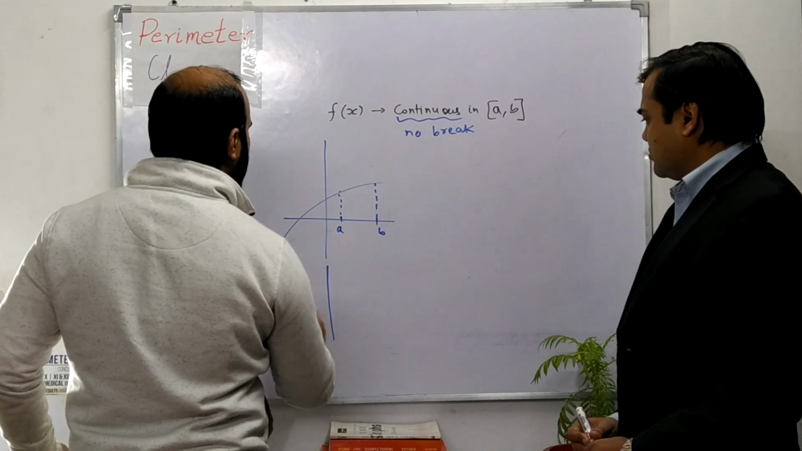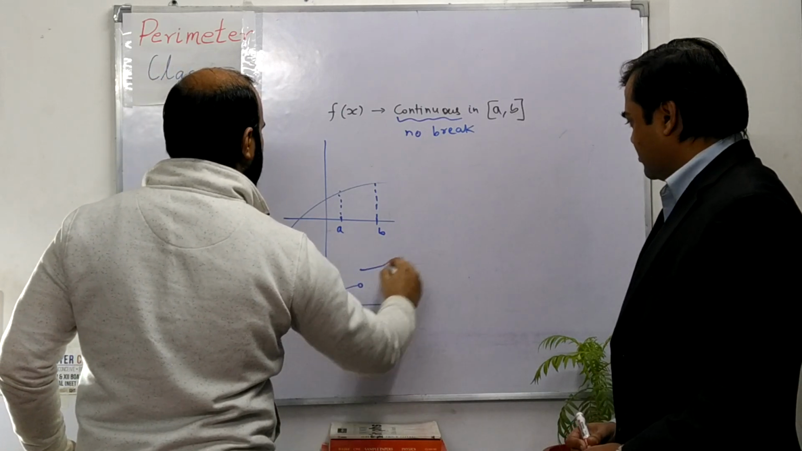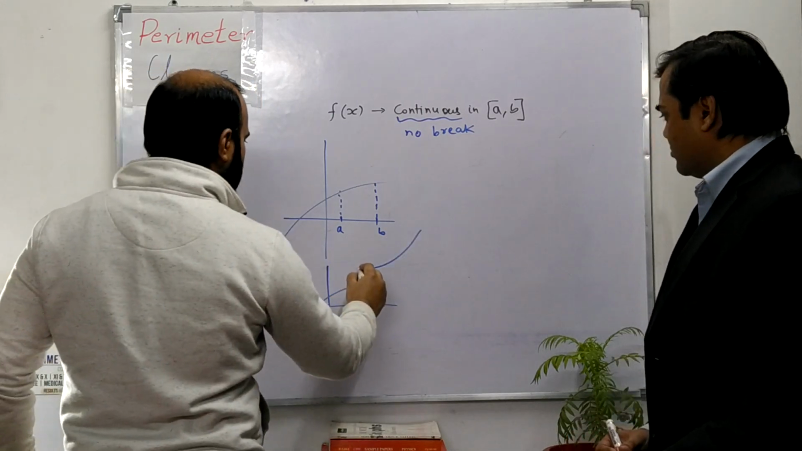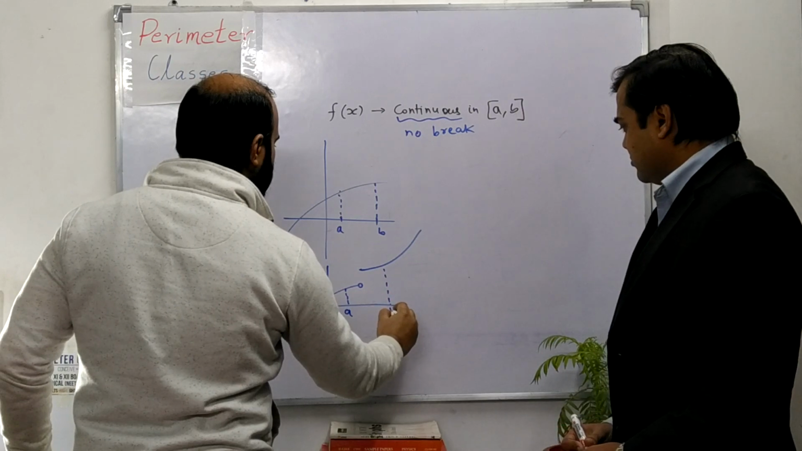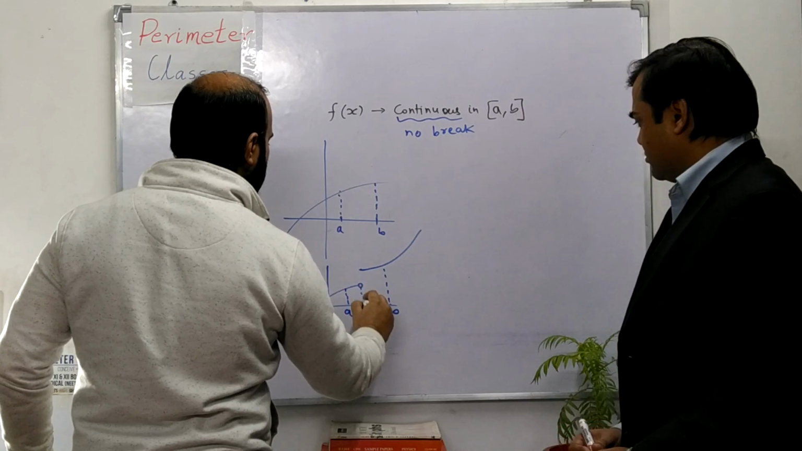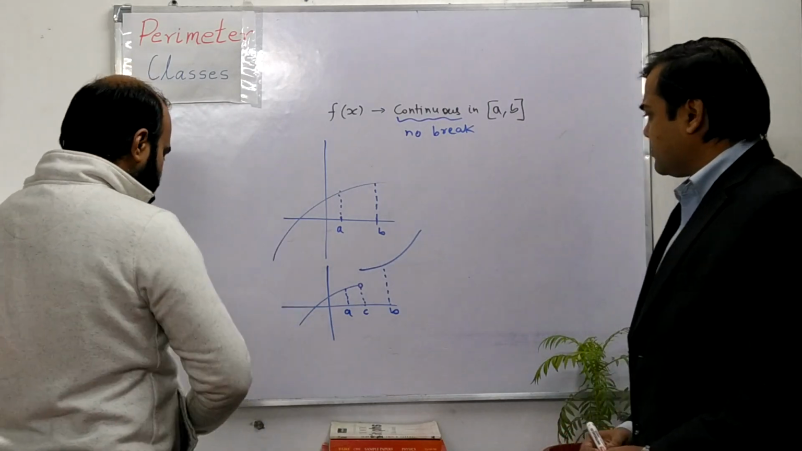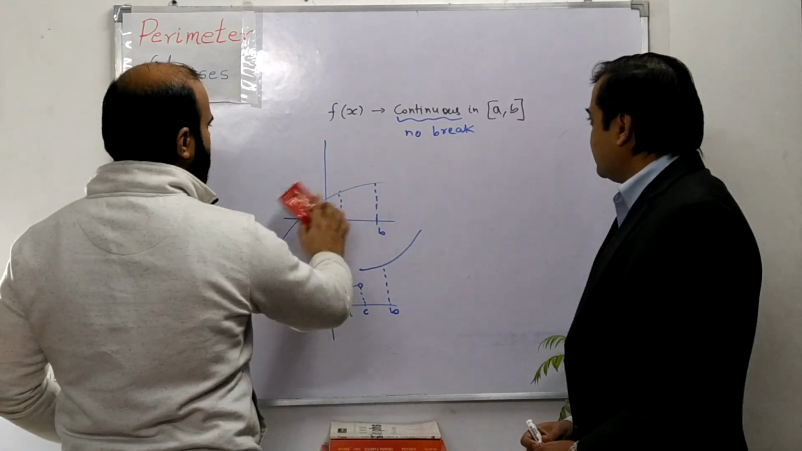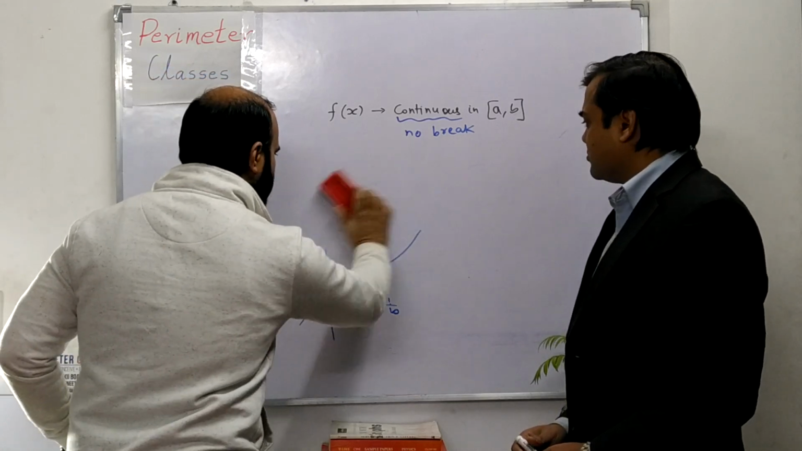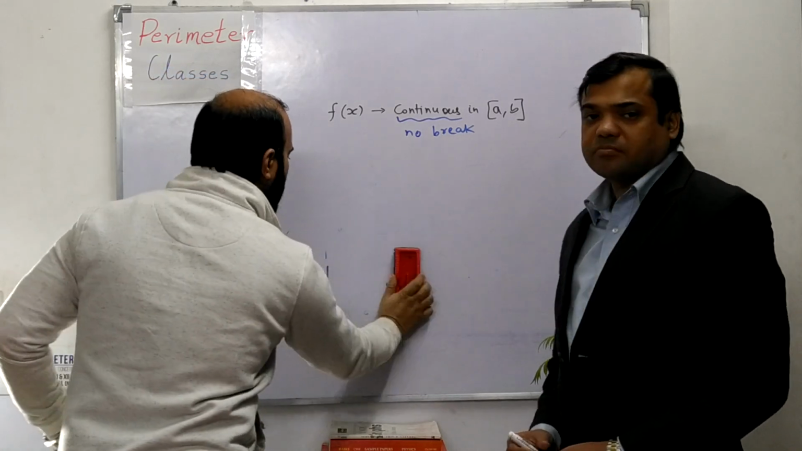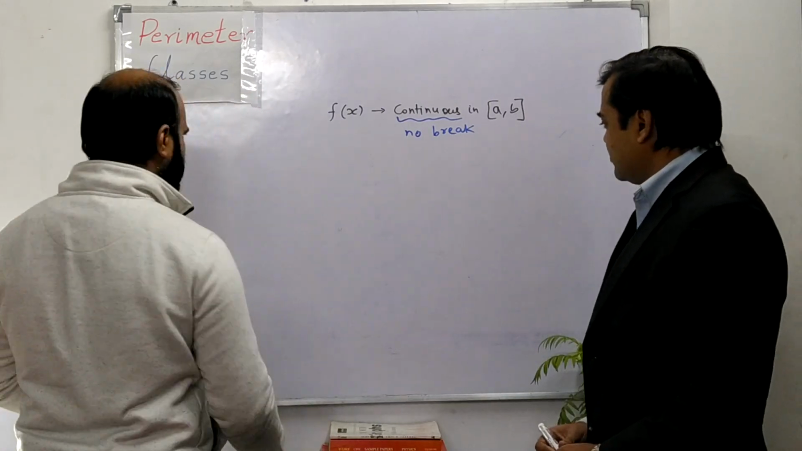But if you come across some function like this, here if we take the interval A to B, at some point C you can see that there is a break in the graph. There is a discontinuity. So here we only have to understand that any function which we are taking here, small f(x), is a continuous function in a given interval.